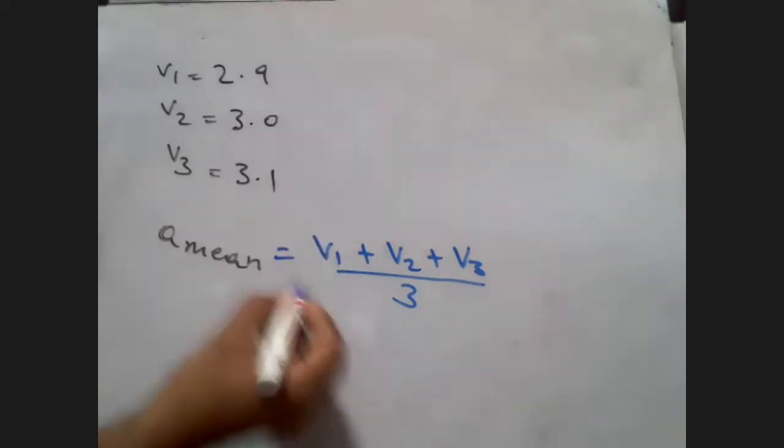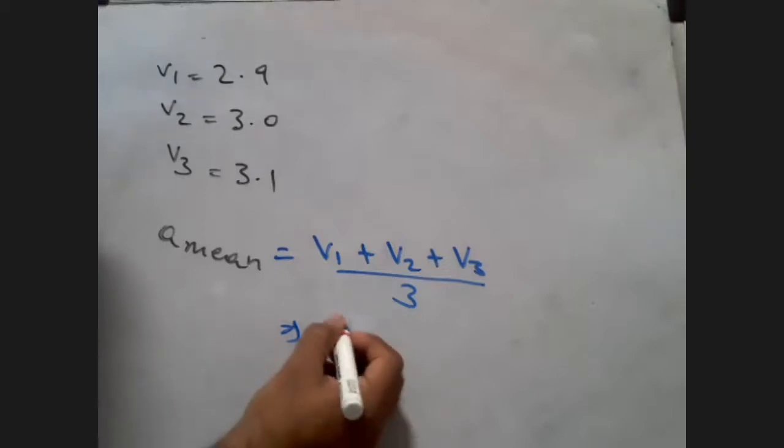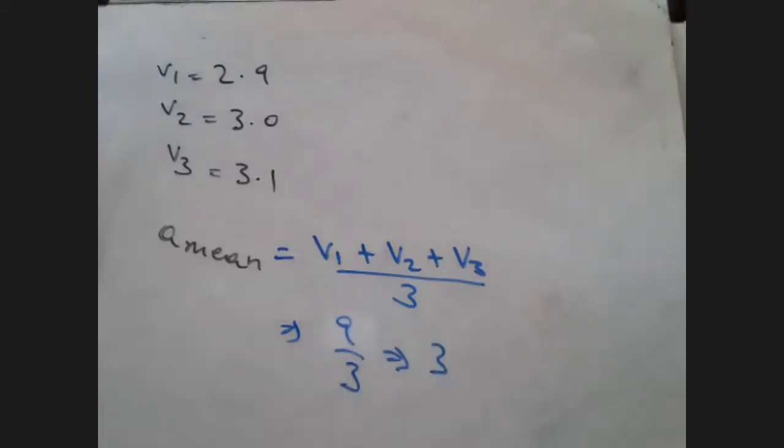So it's going to be 2.9, 3, 3.1. How much is the value? 9 by 3. So it's going to be 3. So the A mean value is 3.